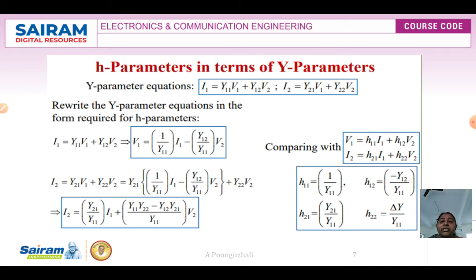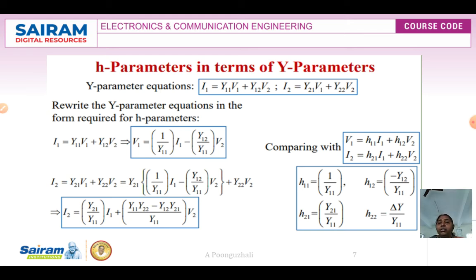Your h parameters are going to be in terms of v1 and I2. I2 is already there, so we now find the I1 equation. What we want here is v1, so we get it from the first equation: I1 is equal to y11 into v1 plus y12 into v2. From this, v1 is going to be 1 by y11 into I1 minus y12 divided by y11 into v2.